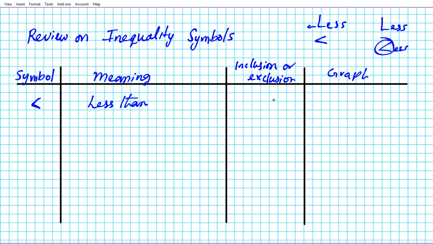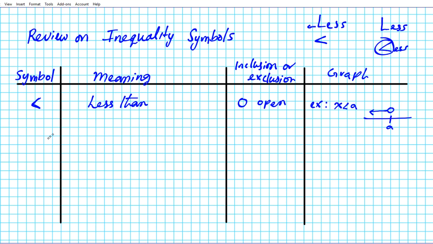Inclusion or exclusion: this is represented with an open circle. This means that that point is excluded. Okay, so open means exclusion. Let's take a look at an example. If you have x less than some number, let's say a, and then you have a number line, the graph looks like an open circle at a with everything to the left, or less than a. That is what x is less than a means.